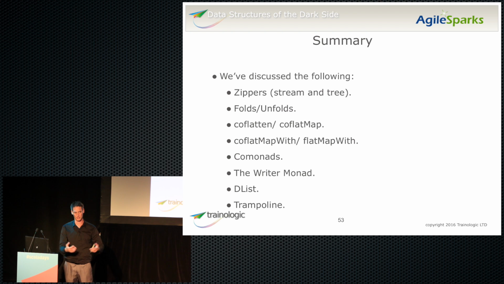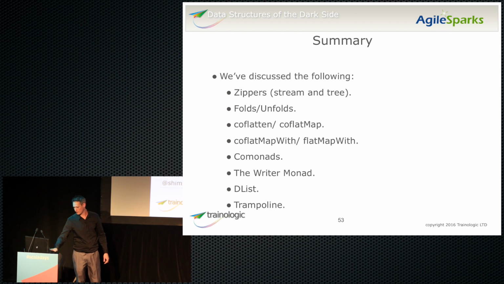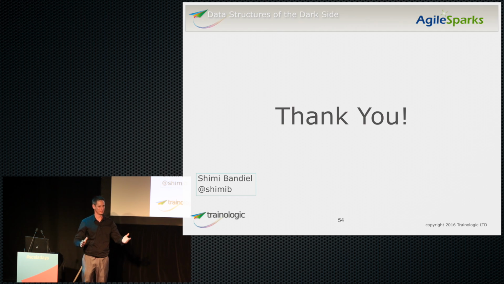Okay, that every directed, non-empty data structure will have. Flat map widths and co-flat map widths, useful functions for just carrying on the original value with us. Co-Monads, writer monad, DLists, and trampolines, and I hope you enjoyed it. And if you have any questions now, I will answer.